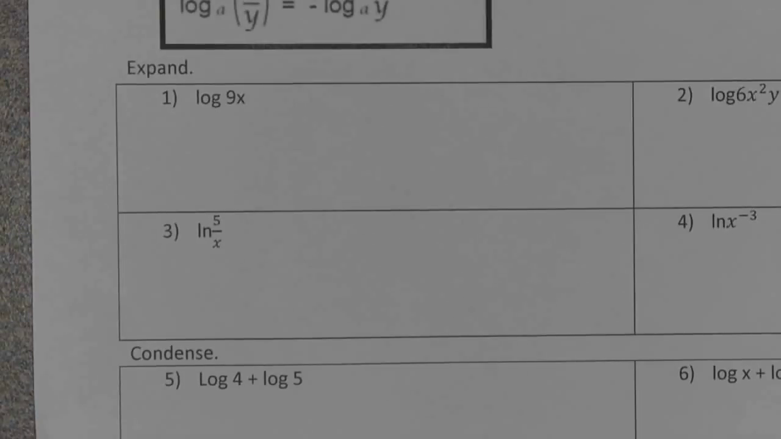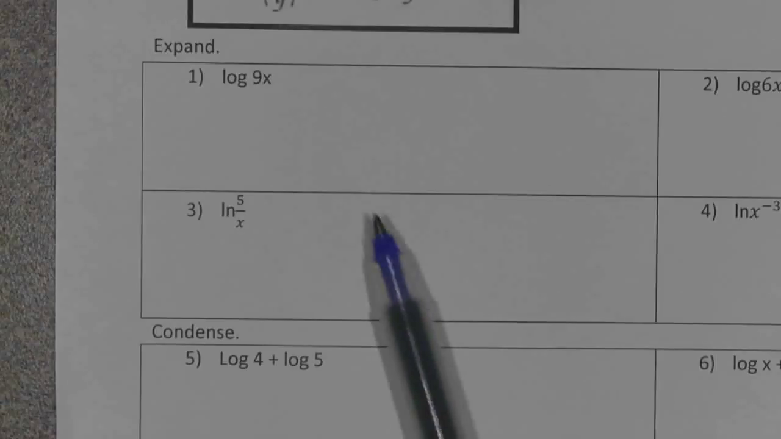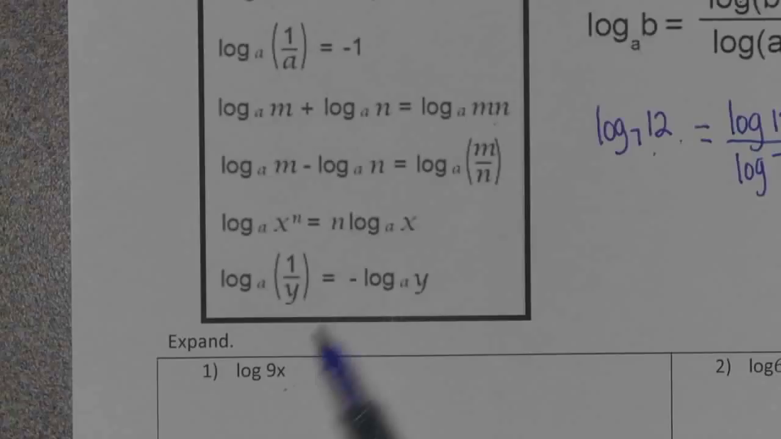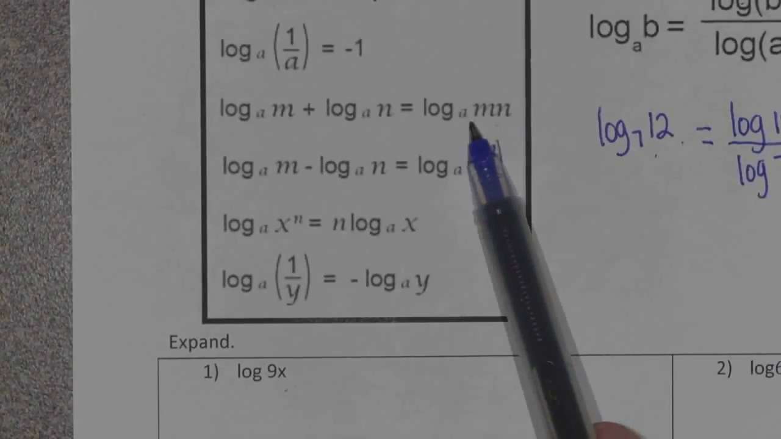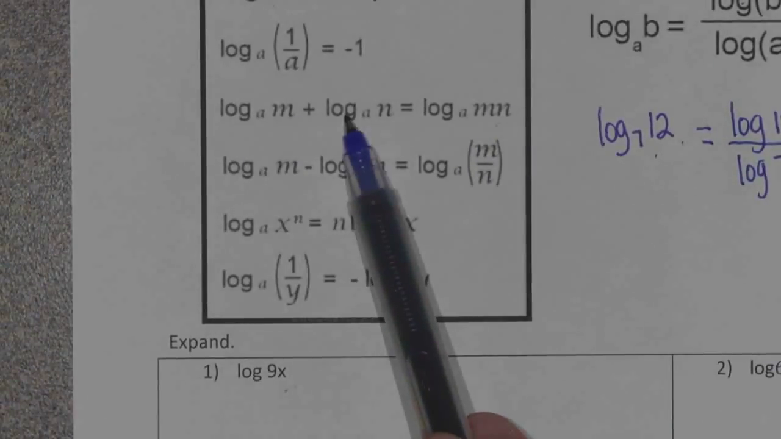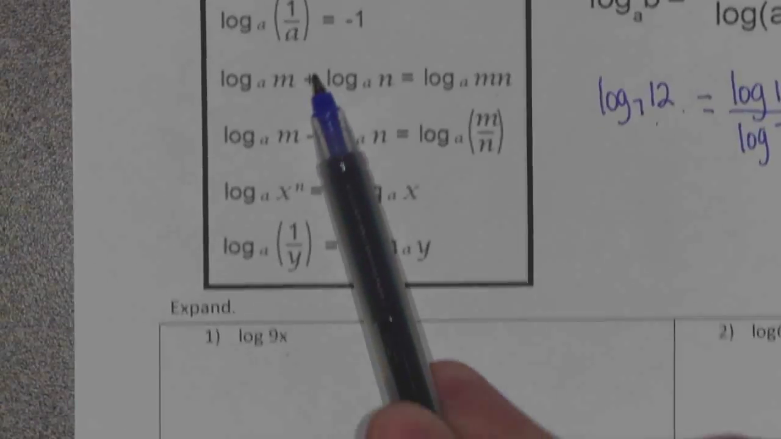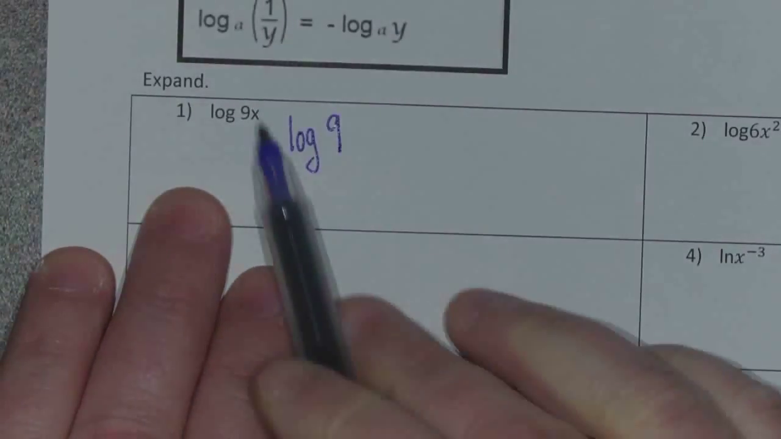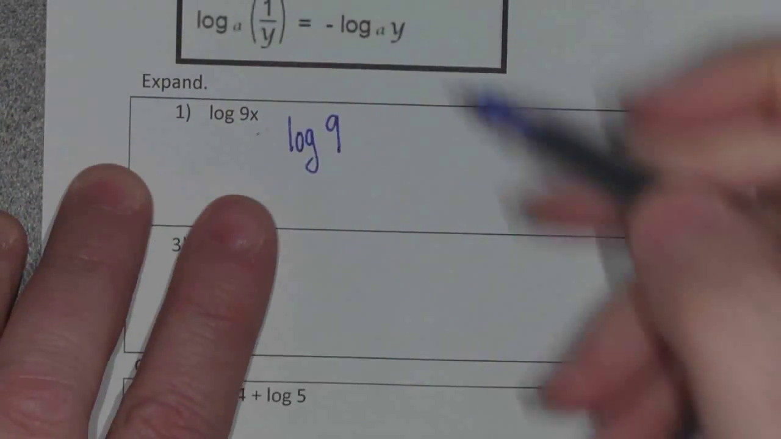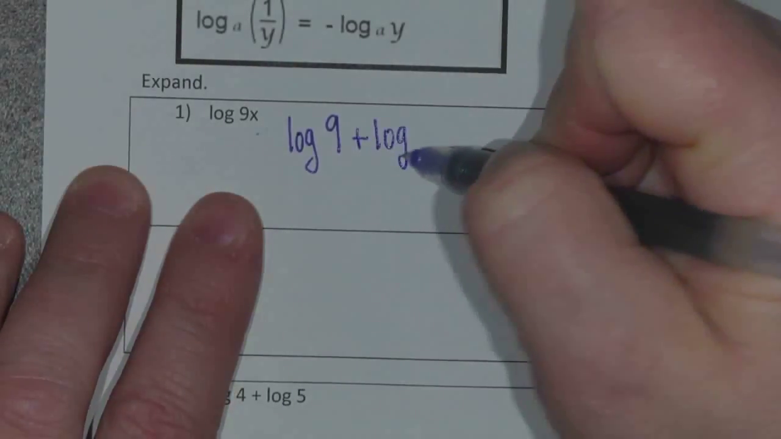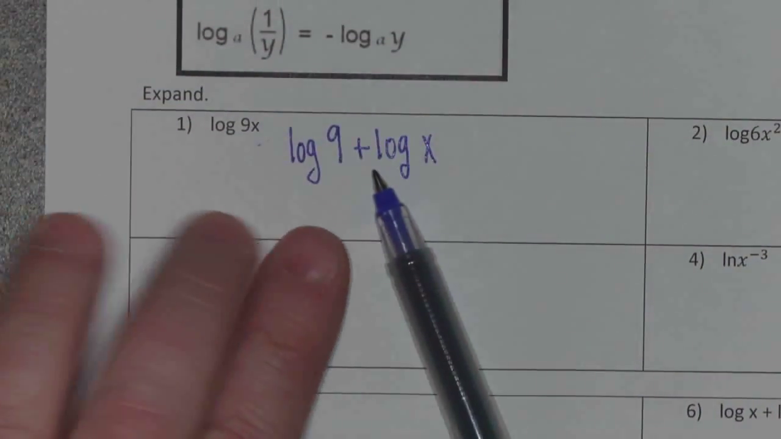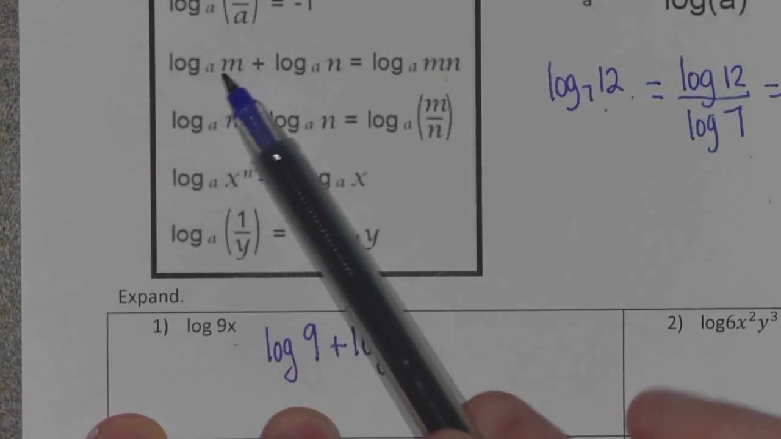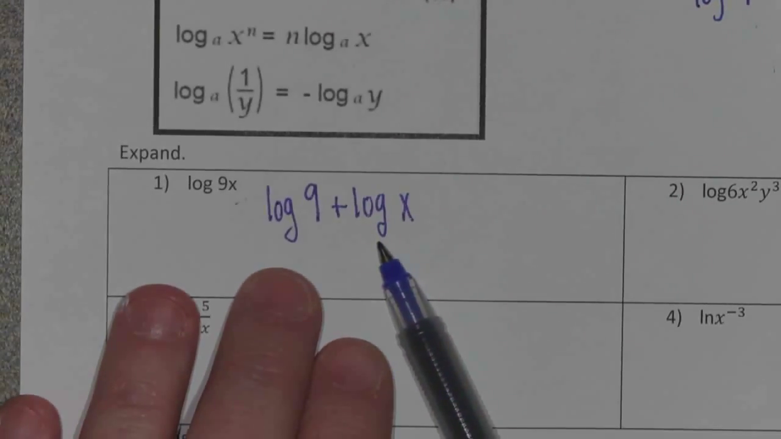All right, so down here, what we're going to do today is we're going to expand, meaning going from the small side to the big side. Now, I want you to notice right here the 9 and the x are multiplied together. So do you see when they were multiplied together, I rewrote them as two separate logs with addition in between. So this is going to be log of 9, then what? Plus log of x. So do you see how all I did was I found which formula I needed and I expanded it back out using that formula. You following me on that?